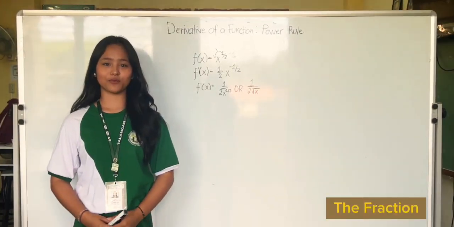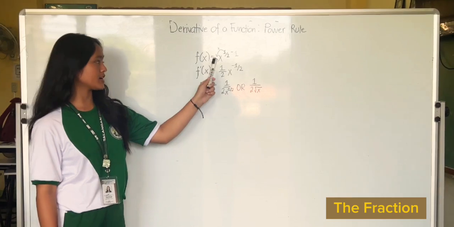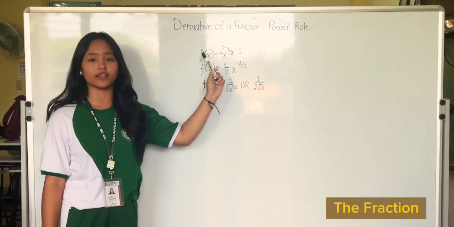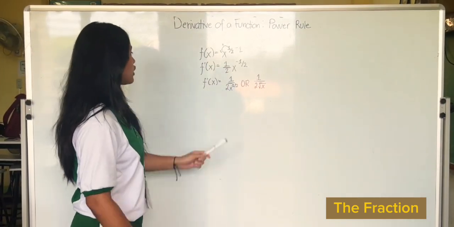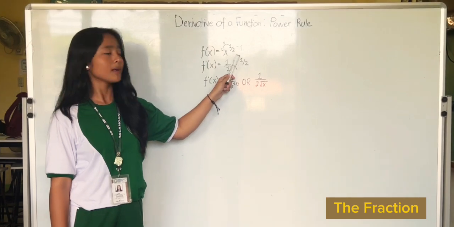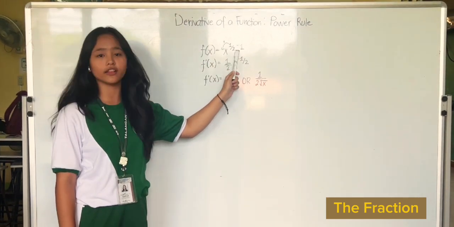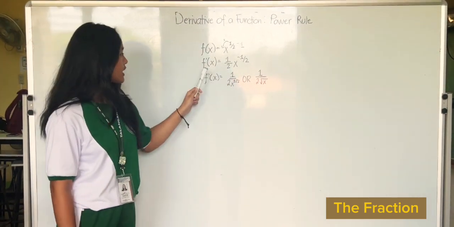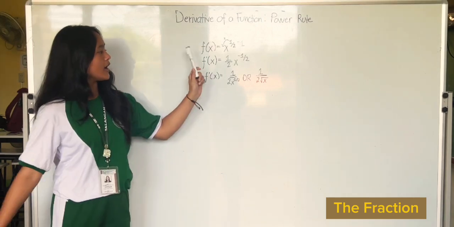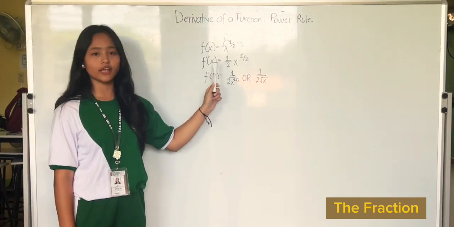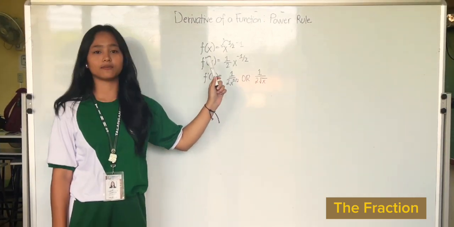Do you know this rule works even if the exponent is a fraction? Let's find out how. Let us look at the example here, which is f of x equals x raised to 1/2. First, we are going to multiply the exponent by the expression and subtract 1 from the exponent so that we can get this answer, which is f prime of x equals 1/2 x raised to negative 1/2.